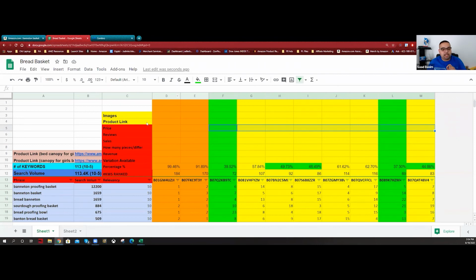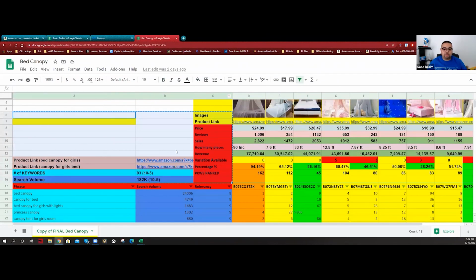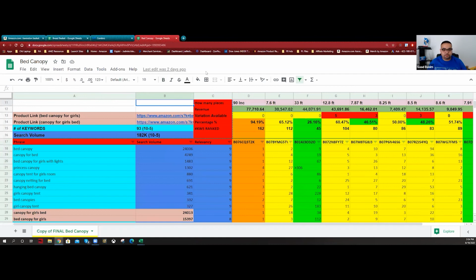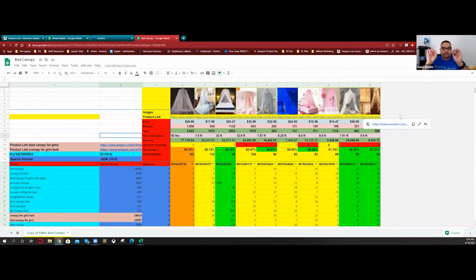Then I have product links and I have images. Now, how this one looks in real life when I finish with it, it's going to look something like this, guys. This is how it's going to look. This is all that you need.